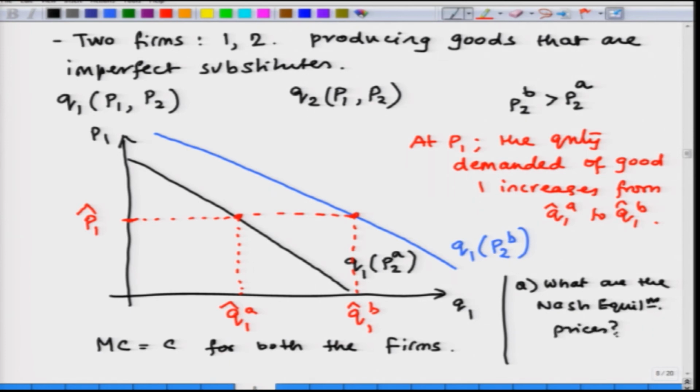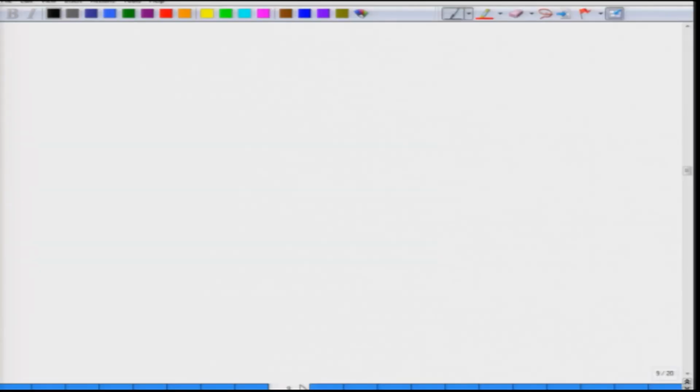Now, to get the Nash equilibrium prices, as before, we will write down the best response functions. We will write down the profit function of firm 1, figure out the best response for firm 1 to each choice of firm 2's price. We will do the same thing for firm 2, and then figure out P1 star and P2 star. So, let us first write down the profit function of firm 1. Firm 1's profit is the total revenue minus the total cost. The total revenue essentially is P1 times Q1, which depends on P1 and P2, minus the total cost.